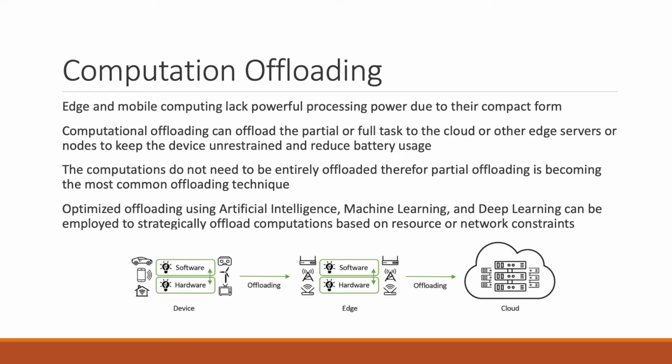The computation is not required to be offloaded entirely to the servers or to the cloud. Therefore, partial offloading is becoming one of the most common offloading techniques. And further, to minimize energy usage, optimized offloading using AI or machine learning can be deployed to offload the computation based on resource or network constraints.